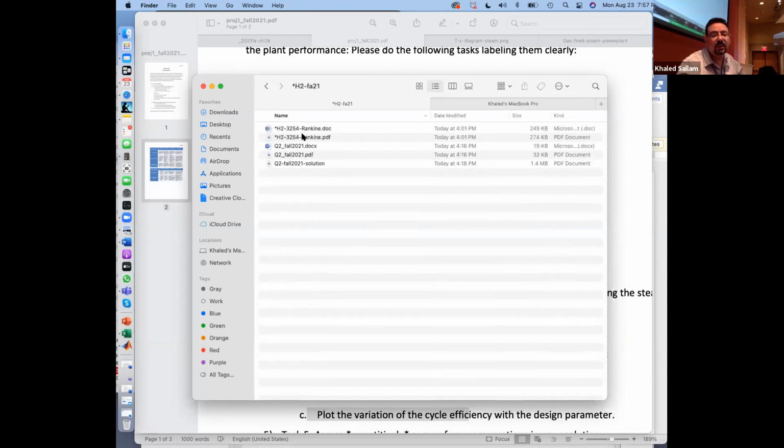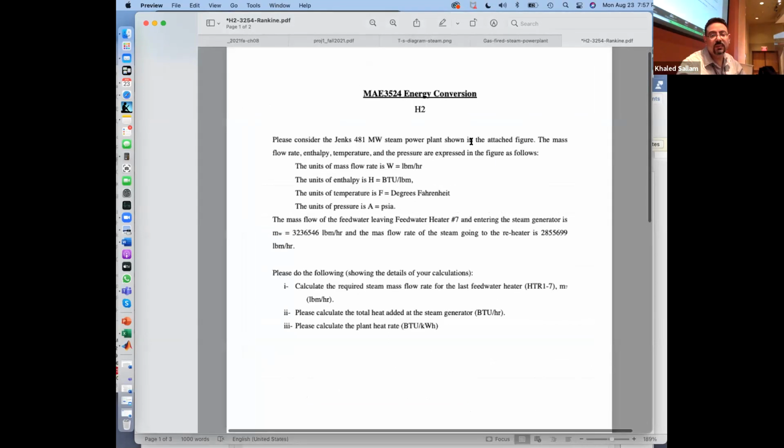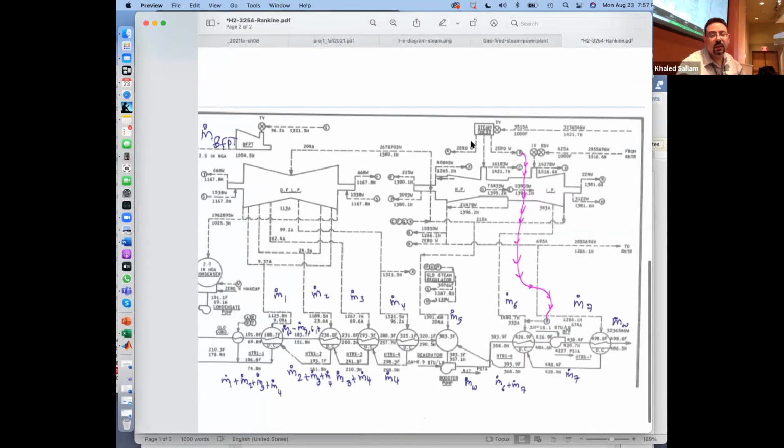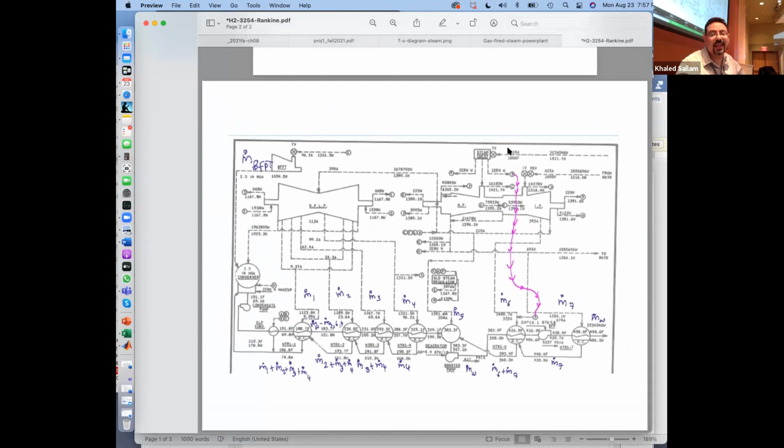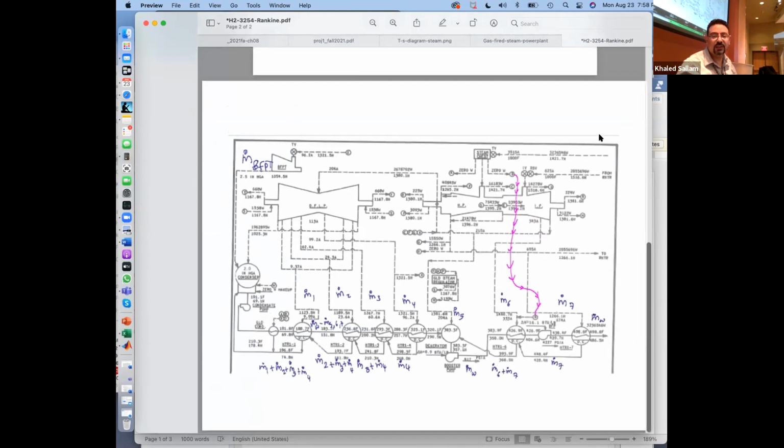Okay, it's gonna be easy. And the homework is this cycle. This is actually the Jake's power plant. When we visited there, I asked them for their flow chart, and that is their flow chart. Now the boiler is actually sitting over here. Okay, that's where the boiler is.